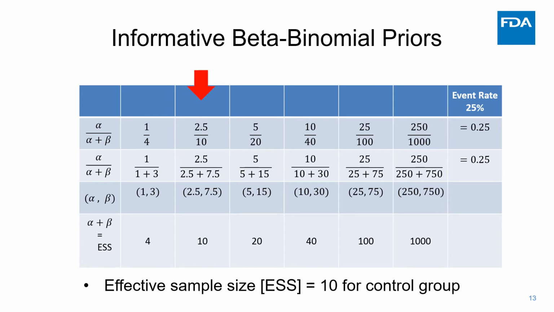For this experiment, we choose effective sample size ESS 10 for the control group. So ESS is alpha plus beta. So why do we choose 10? We get this incidence rate for the basophilic tubules, the incidence rate is 25%, using only previous studies. So that's why we want to put less weight on the prior information. That's why we choose a smaller number.